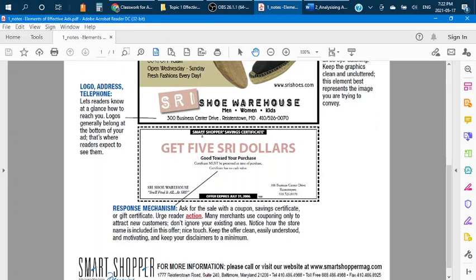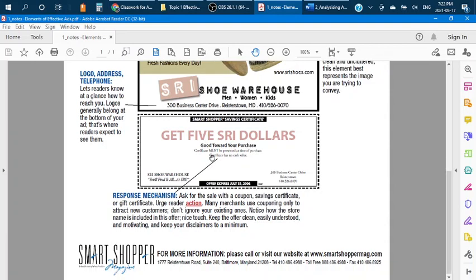And that action, in the case of this particular ad, is for you to go to their store, take this coupon, and use it to save $5. So it says here, this is a response mechanism and it creates action. It asks for the sale with a coupon. So this advertisement is literally asking you, by offering you this coupon, to come down to the store today and get this discount. So a coupon, savings certificate, or a gift certificate urges reader action. It makes the reader say, okay, I better take this and go down there and use it.